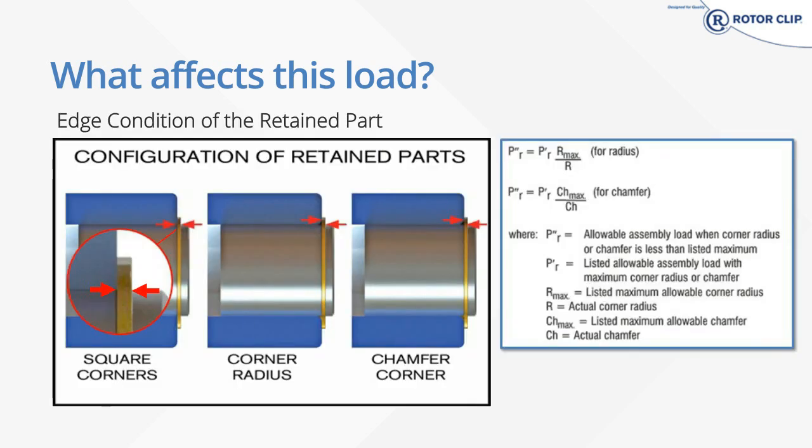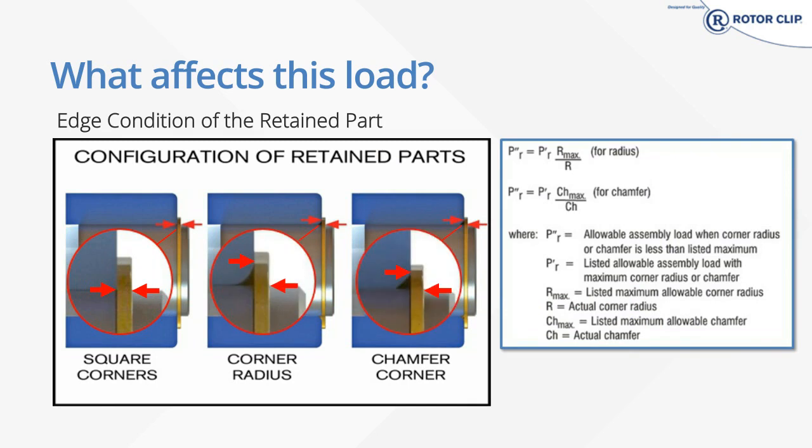So this is a better view of the radius and chamfer mechanics that I was mentioning earlier. On the left, you'll see a square corner on the retained part that puts the loading of the ring even with the top of the groove. Next to that, you'll see a corner radius where the load on the ring is higher than the groove wall, and same for the chamfer.